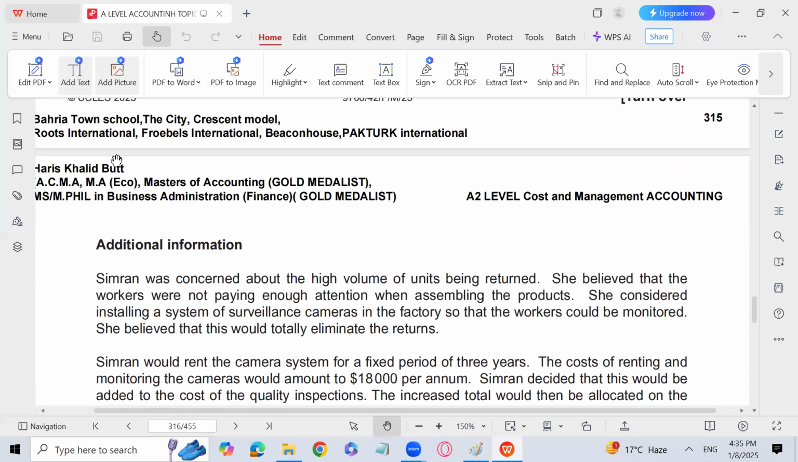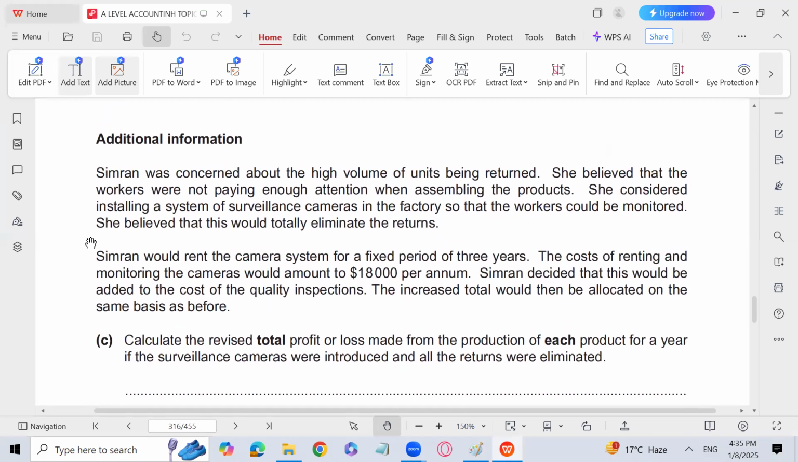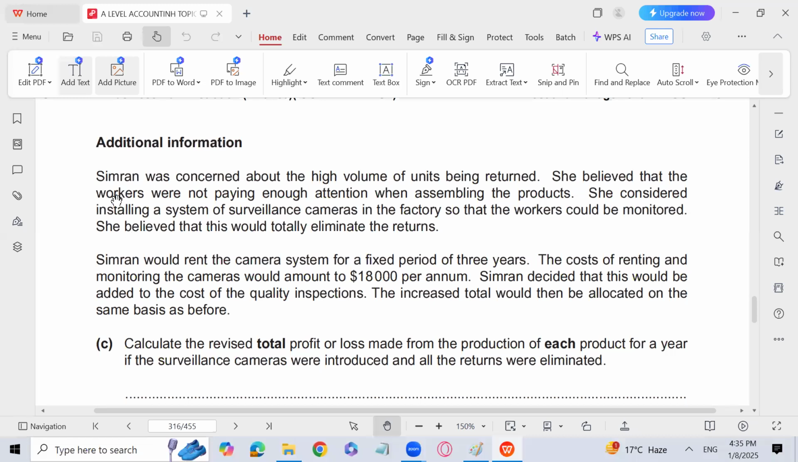So the next part for this question is over here, and what it basically says: Simran was concerned about the high volume of units being returned. Simran is very much concerned that most of the units have been returned by the customer because of quality problems. So she believed that the workers were not paying enough attention when assembling the products. So workers are basically creating the problem by assembling. But she considered installing a system of surveillance cameras in the factory.